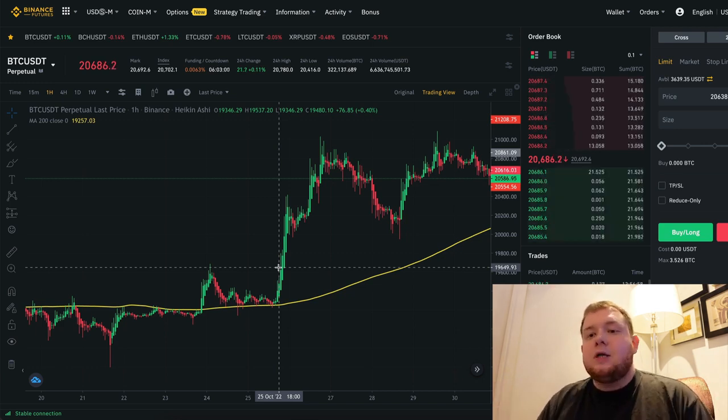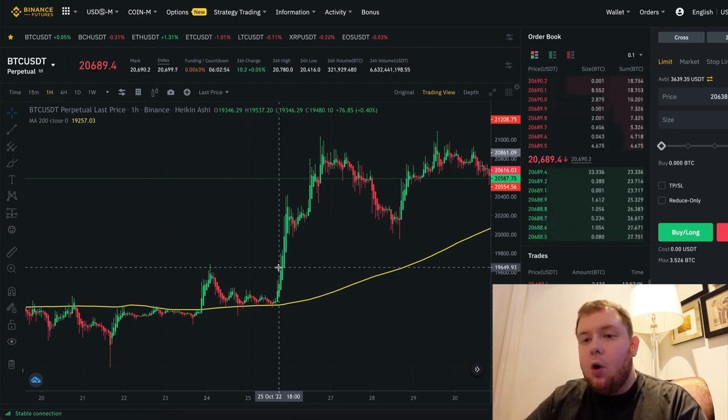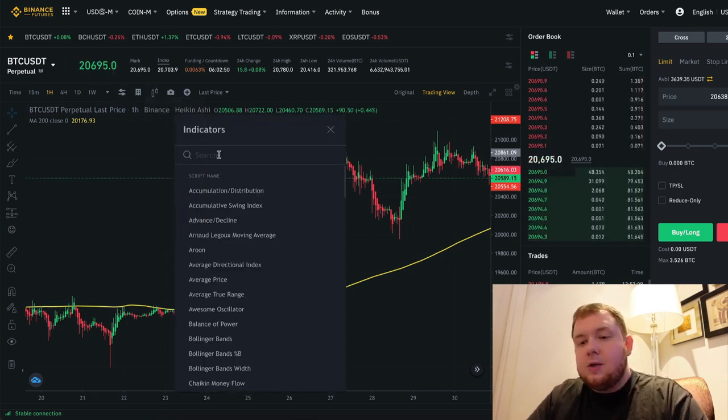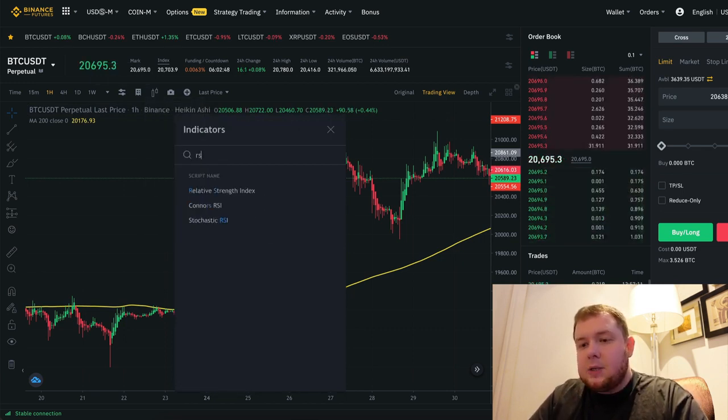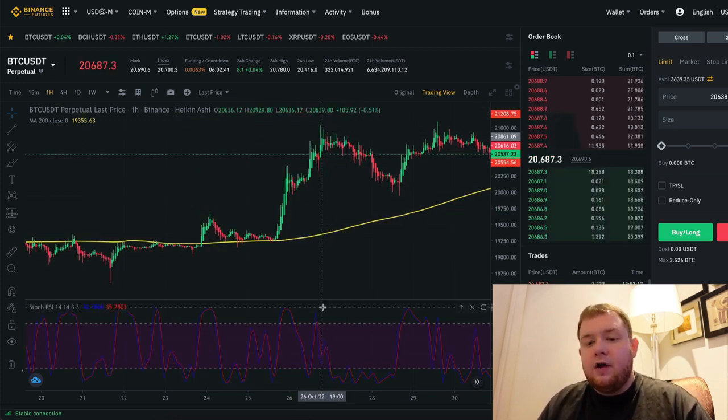So now we want to add the second indicator. And again, this is a very, very simple trading strategy, guys. It's nothing revolutionary. It just simply works. We then want to come up here to trend indicator, and we want to type in stochastic, or you can just type in RSI, and then we want to choose the stochastic RSI like so. Then this will pop up on the lower end of our chart.